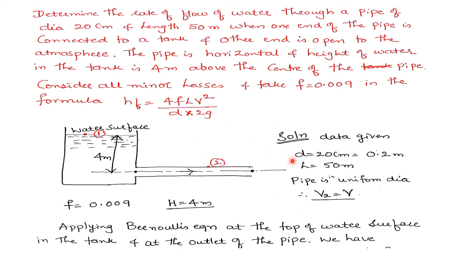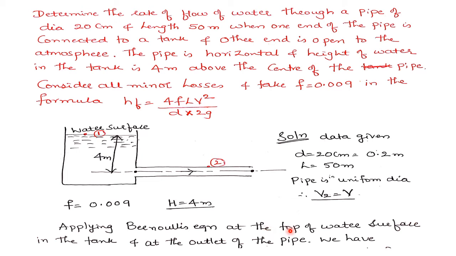So data given here: D is 20 centimeter, we have converted it into meter. The length of the pipe is 50 meter. The pipe is of uniform diameter. Let me call the water surface in the tank, the height of the water, as section 1 of the pipe, and the pipe outlet as section 2 of the pipe. The pipe is of uniform diameter. Let me call this the V2 section. V2 is nothing but V here, the velocity V of the pipe, or we can use V2 also, no problem.